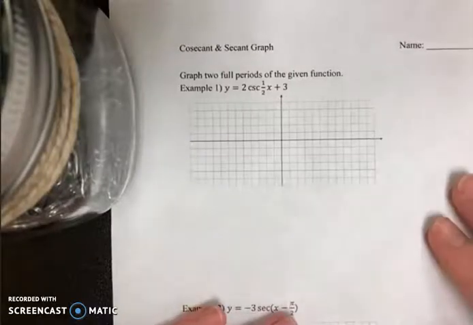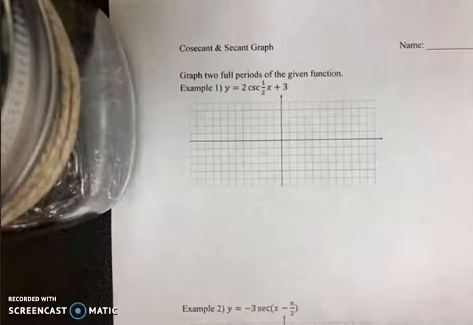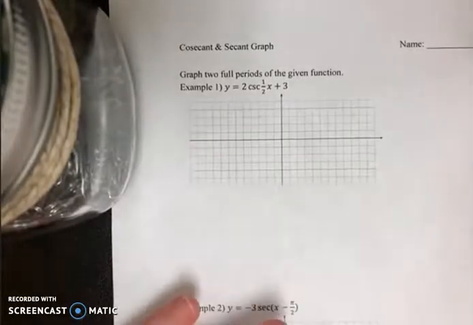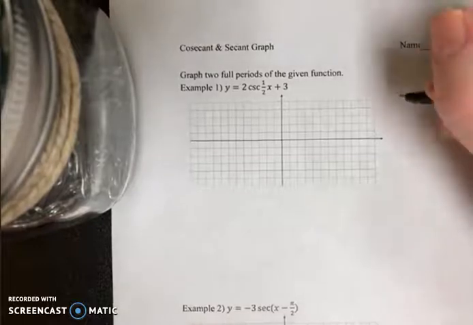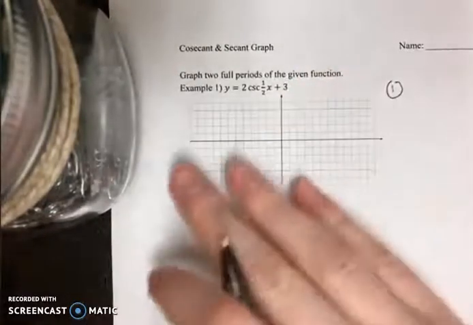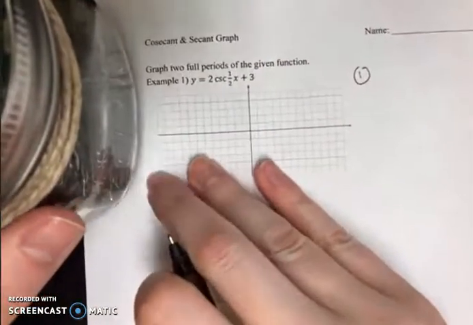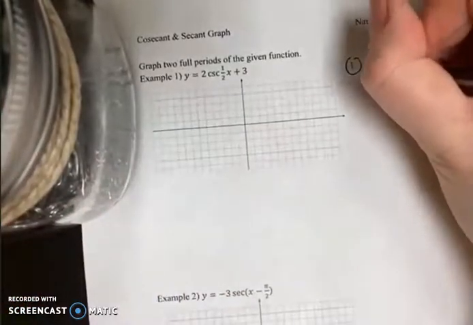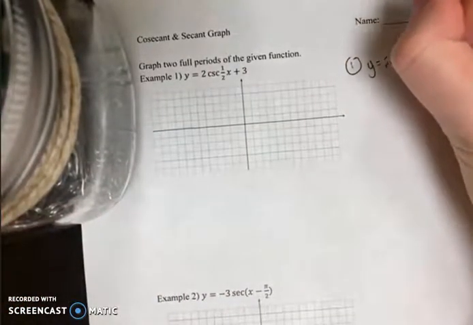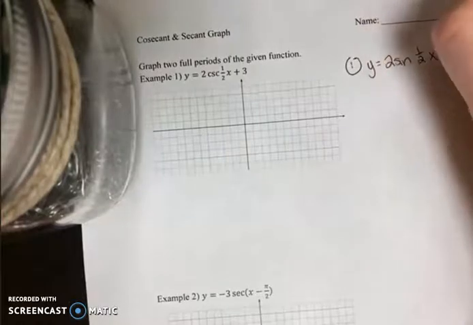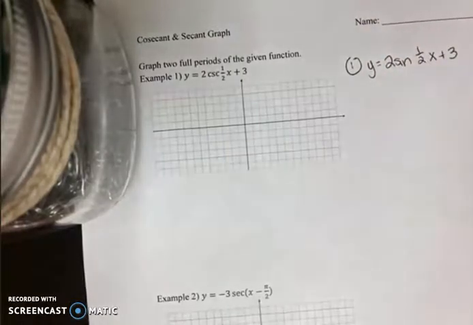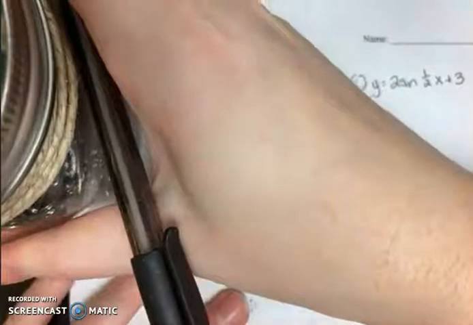This is our first example. We're going to be graphing cosecant with transformations. So the first thing we're going to do is graph the reciprocal function that has the same a, b, h, and k values. So the first thing I'm going to do then is graph y equals 2 sine of 1/2 x plus 3, because sine is the reciprocal of cosecant.